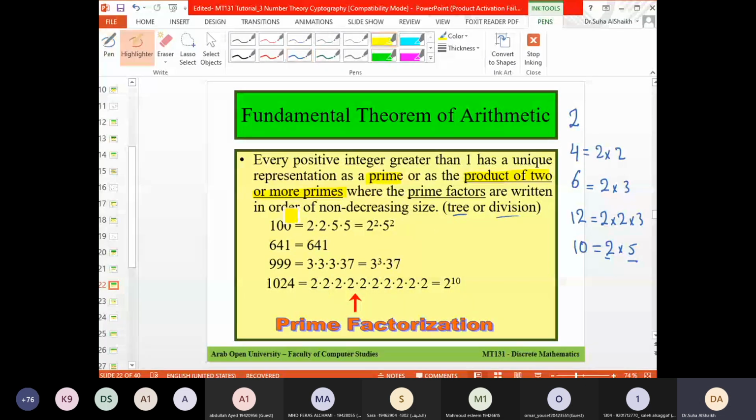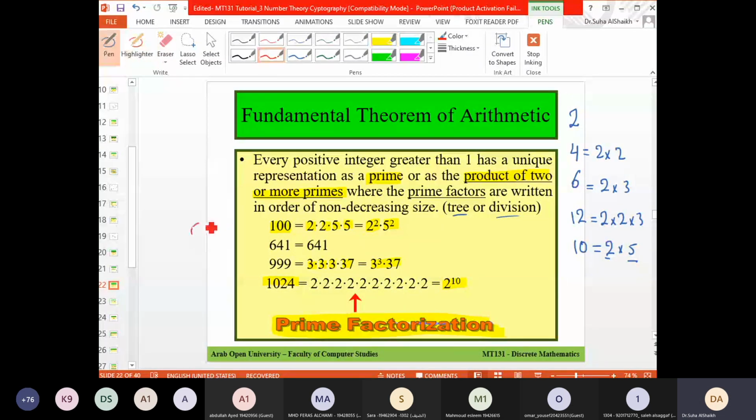For example, 100 is equal to 2 times 2 times 5 times 5, which is 2 to the power 2 times 5 to the power 2. 999 is equal to 3 times 3 times 3 times 37, which is 3 to the power 3 times 37. 1024 is known to be 2 to the power 10. So it is a multiplication of primes, and this is what we call the prime factorization of a number.